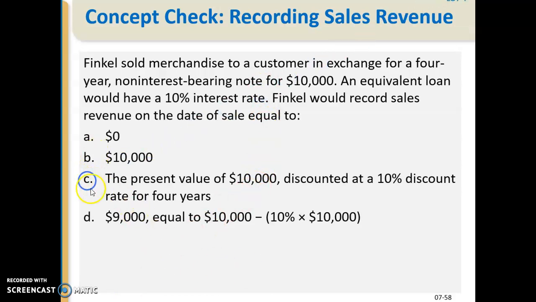Is it C, the present value of $10,000 discounted at 10% for 4 years? Yes, it is.